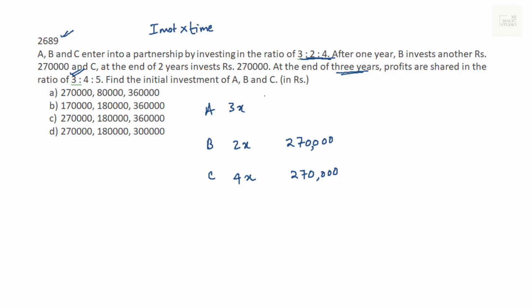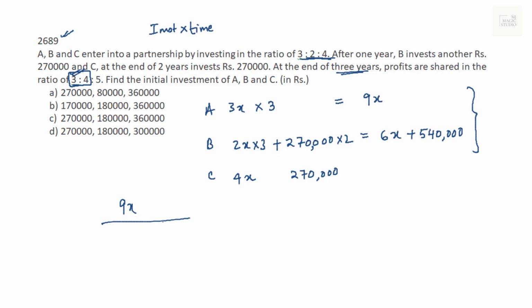That means we need to find the weighted ratio for 3 years. So A has invested this money for 3 years. His total money becomes 9x. B has invested 2x for 3 years. And since 2,70,000 was invested at the end of 1 year, this is invested for 2 years only. So B's weighted investment is 6x plus 5,40,000. Now with the help of these two itself, we can find the value of x. Because now the ratio becomes 3:4 for A and B.